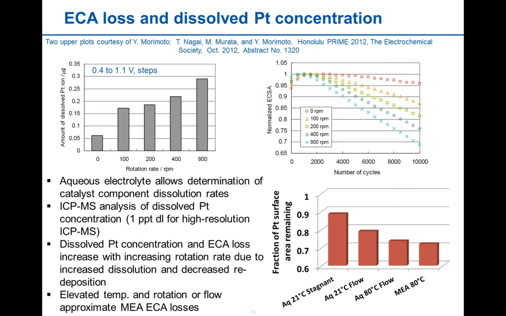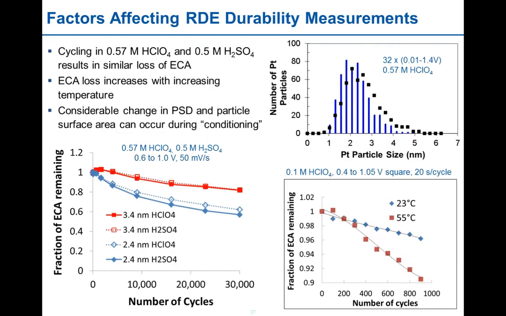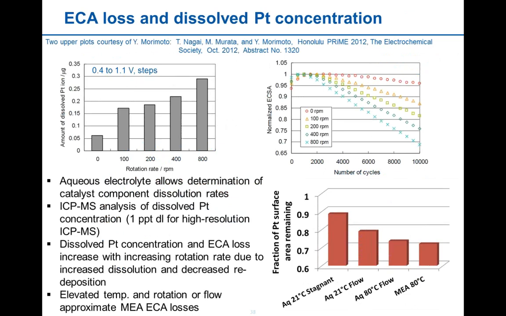Next slide. We are on the next slide. Well, not for us. Okay, so I'm on the slide that says ECA loss and dissolved platinum concentration. Right, that's the next slide. You want me to go one more slide? Well, on my screen, it's still showing factors affecting RDE durability measurements. Hold on real quick. There it is. Okay, thank you. Oh, it's just really slow today. I'm sorry. That's all right.